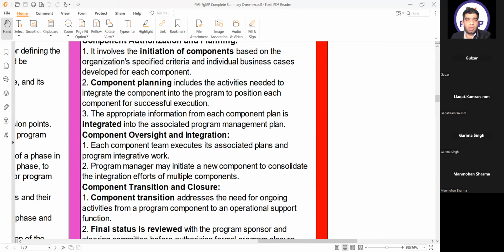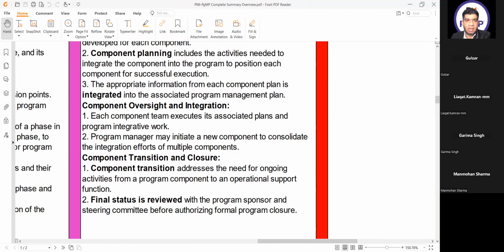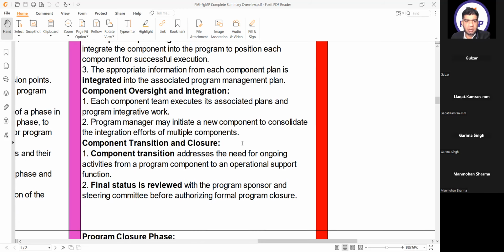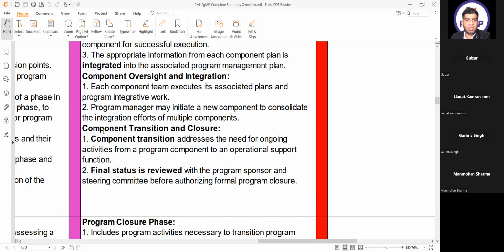Second surface is component oversight and integration. Each component team executes its associated plans and program integrative work. Program manager may initiate a new component to consolidate the integration effects of multiple components. Then the third surface is program transition and closure.